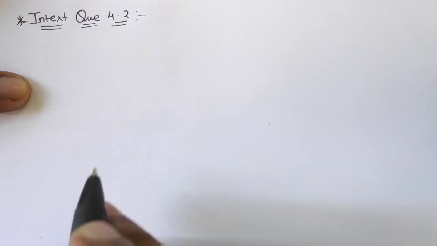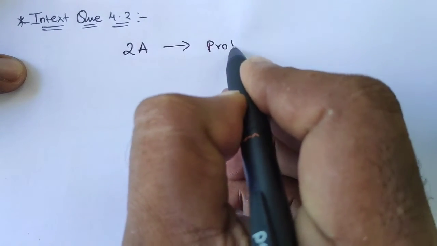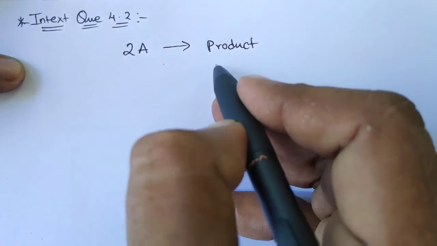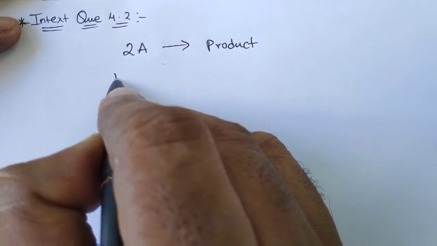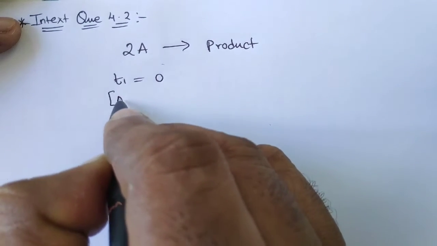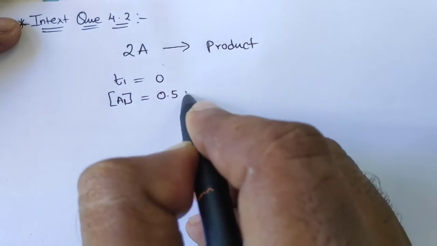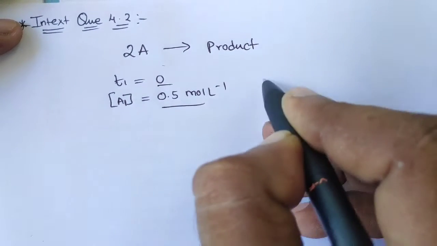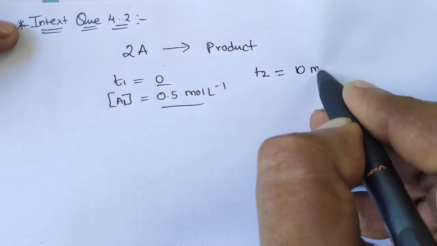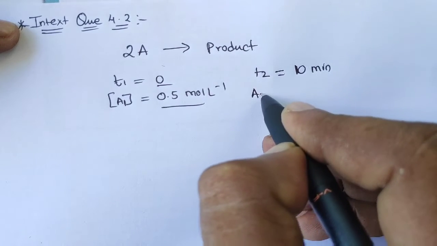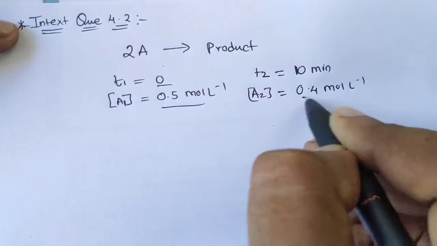Just see. Okay. Now when we start solving this, we have the reaction 2A gives the product, right? Now you have to calculate the rate of this given interval. At time T1 equal to 0, the concentration A1 is 0.5 mole liter inverse, right? And at time T2, I think it is given 10 minutes, the concentration at time T2 is given as 0.4 mole liter inverse.